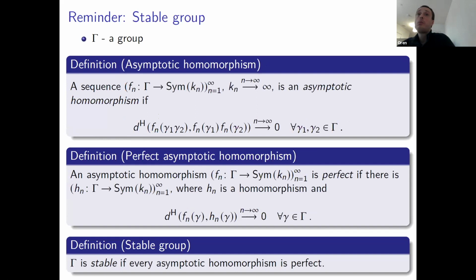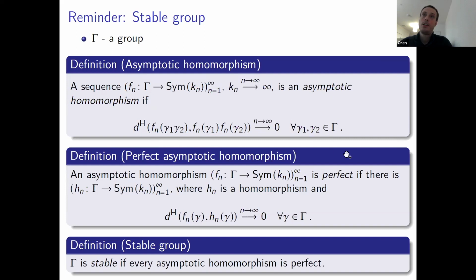Now I will remind you of one of several definitions of a stable group that was given in Alex's first talk. An asymptotic homomorphism is actually a sequence of functions, not homomorphisms, from the group gamma to symmetric groups that get larger and larger. Such a sequence of functions is called an asymptotic homomorphism if, for every pair of elements, the distance between F_n of the product and F_n of gamma 1 times F_n of gamma 2 (if F_n was a homomorphism, the distance would be just 0) approaches 0 as I go along the sequence, and this is for each pair separately. So it's a pointwise thing.